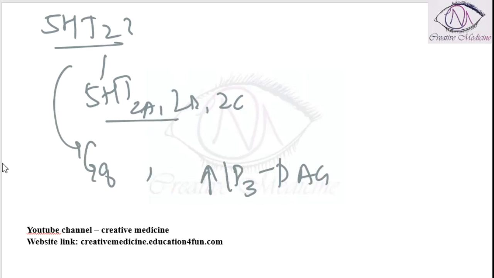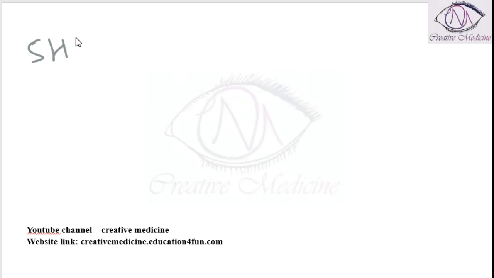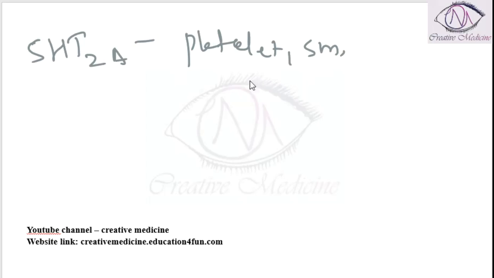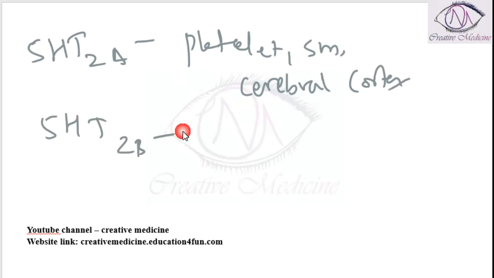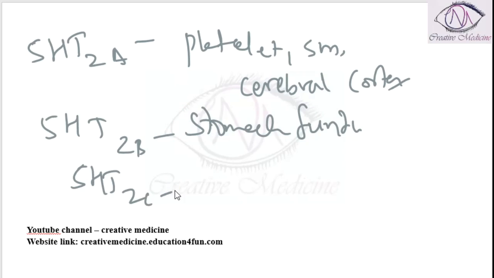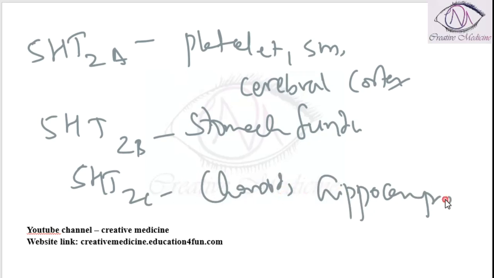5HT2A is present in the platelets, in the smooth muscle, and also in the cerebral cortex, whereas 5HT2B is present in the fundus of the stomach, whereas 5HT2C is present in the choroid in the eye, or it is present in the hippocampus, choroid and substantia nigra.